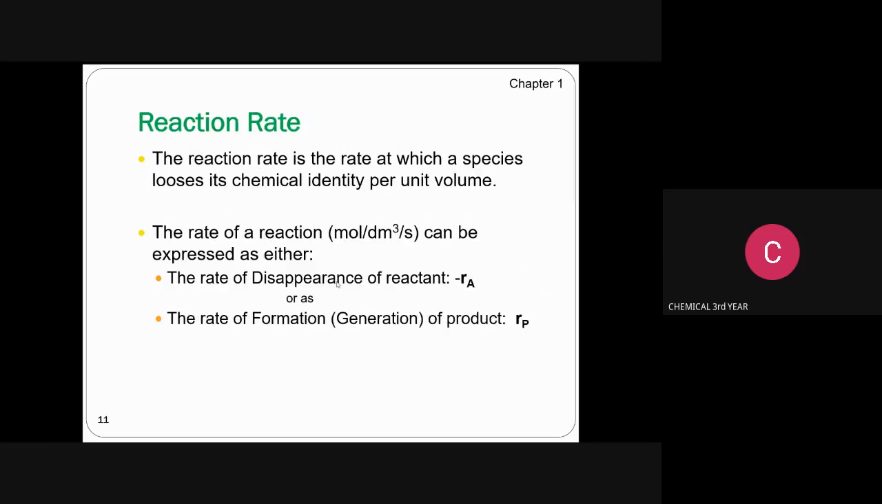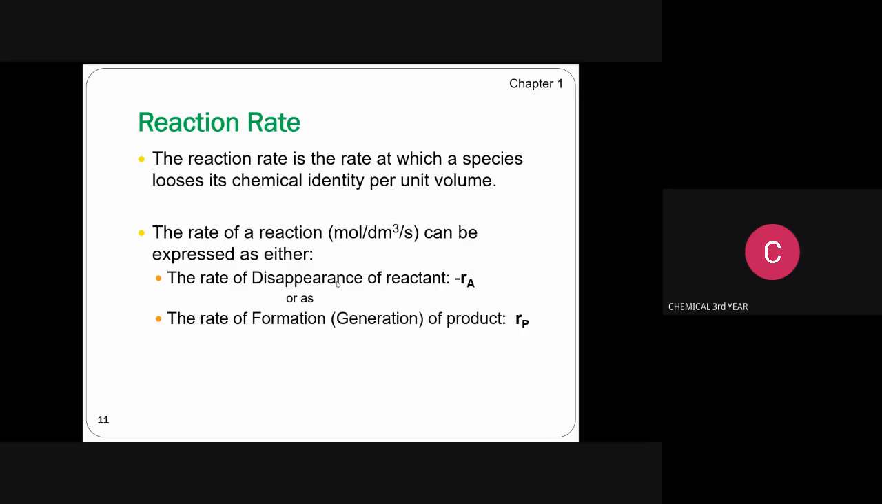Now we are going to the next slide: rate equation, or reaction rate. The reaction rate is the rate at which a species loses its chemical identity per unit volume. It is simply the loss of chemical identity per unit volume. We can understand the reaction rate using chemistry terms: in chemistry terms, it is the speed at which a chemical reaction proceeds. This is the simple definition to understand easily.